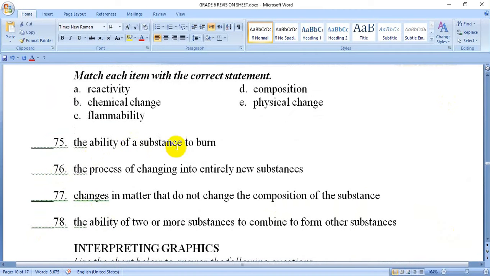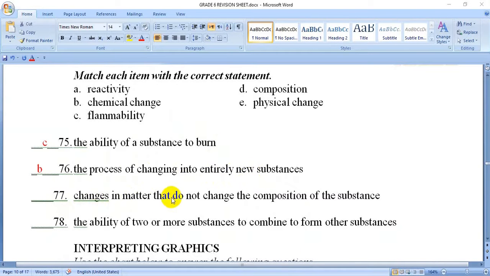75. The ability of a substance to burn. Do you remember how easily a substance burns? This is called, yes, flammability, C. Question 76. The process of changing into an entirely new substance. When we say the substance changes its identity and becomes a new substance, this is a chemical change. Yes, letter B.